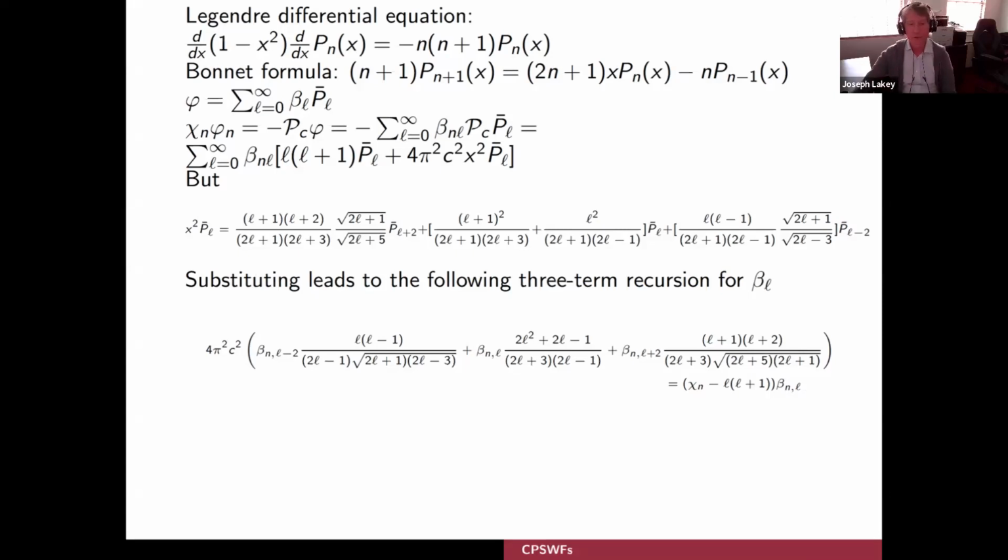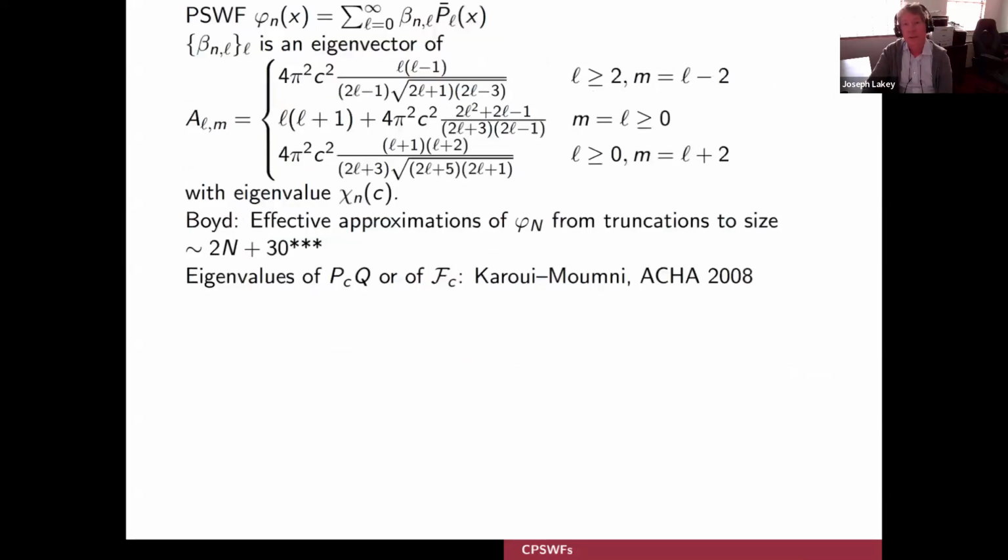Okay, so that three-term recursion can be codified in terms of a matrix, and those are the entries of a matrix. It's a symmetric tridiagonal matrix. The first row there are the entries below the diagonal. The second row are the entries on the diagonal. The third row are the entries above the diagonal.